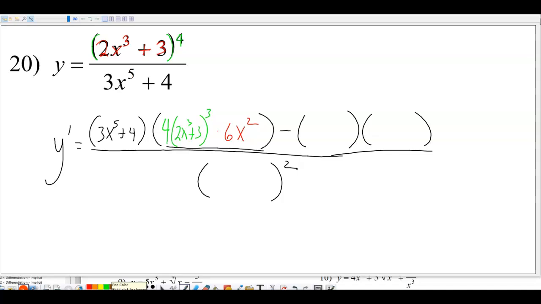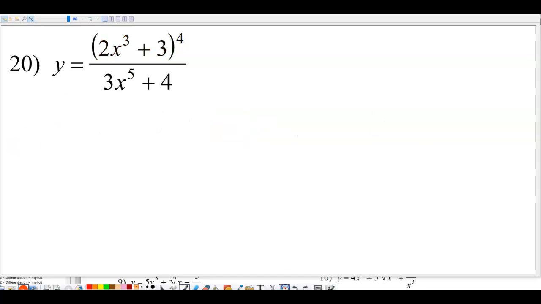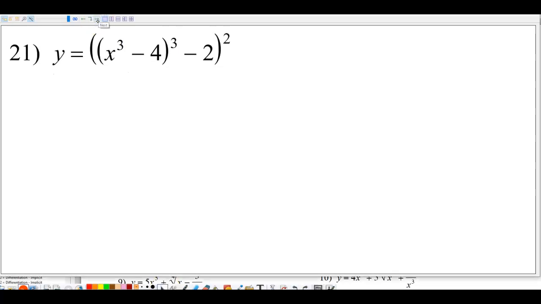Next, so that's low d high. Now we've got minus high. So this is going to stay exactly the same. D low. The derivative of the bottom is going to be 15x squared. Draw a line and square below. And now we're good. So that one was a quotient rule with a chain rule inside of it. All right, let's go ahead and take a look at number 22.